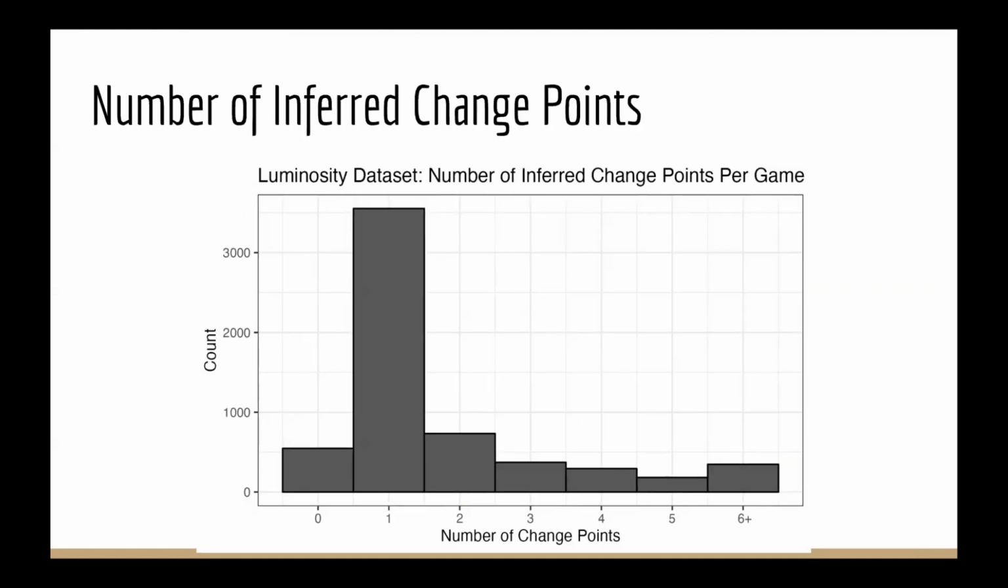Next, we examine the total number of inferred change points across all games played on Luminosity. As can be seen, at least one change point was inferred across 90% of the data, with the mode of the distribution being 1. Furthermore, the distribution of inferred change points is highly skewed, showing that a large number of change points, 6 or more, was fairly uncommon.